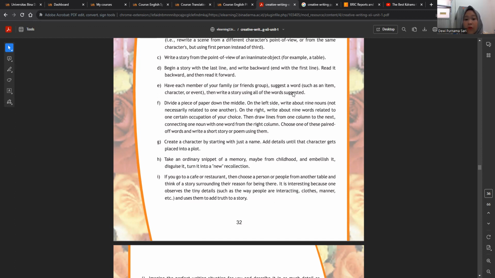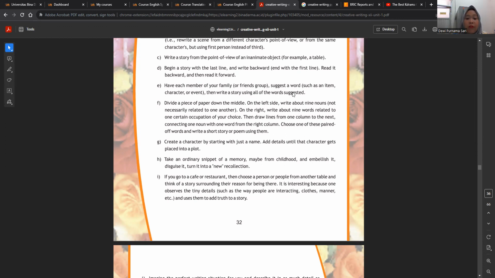Next, take an ordinary snippet of a memory, maybe from your childhood, and embellish it, disguise it, and turn it into a new recollection. Okay, so you can rewrite your memory, for example, by expanding it into a more fantasy way.